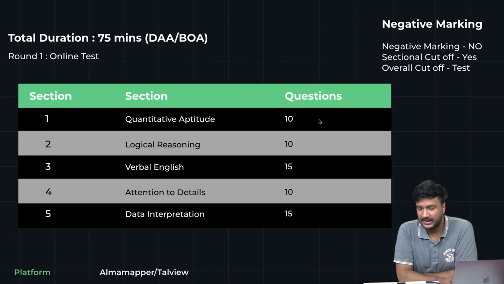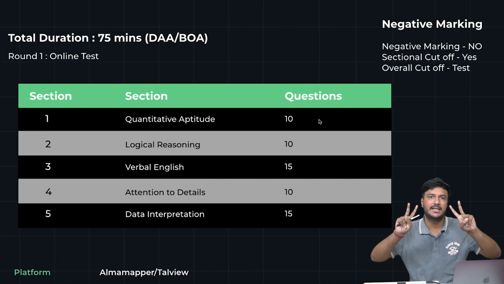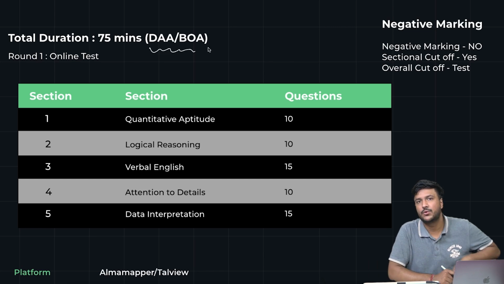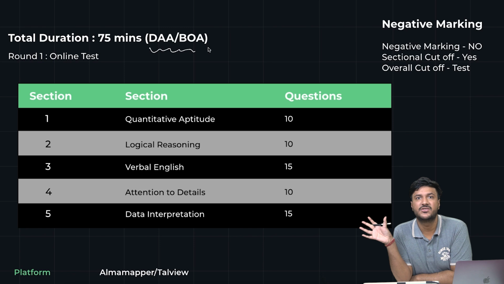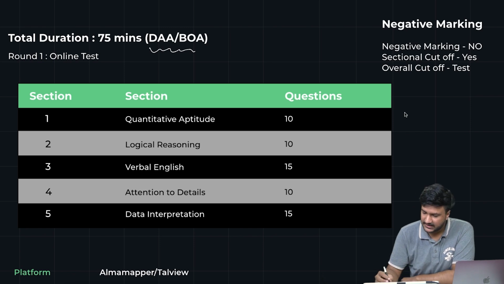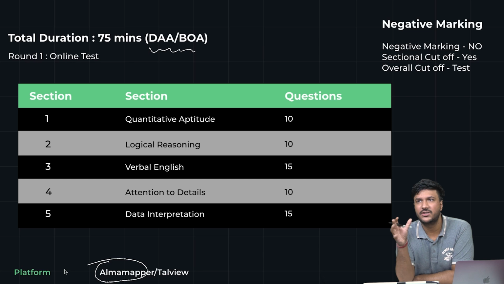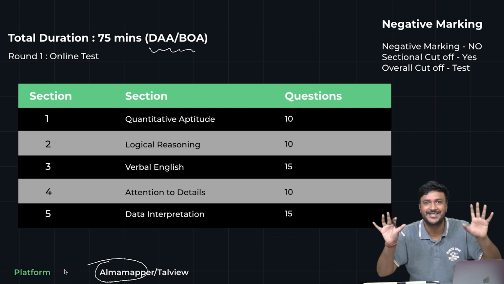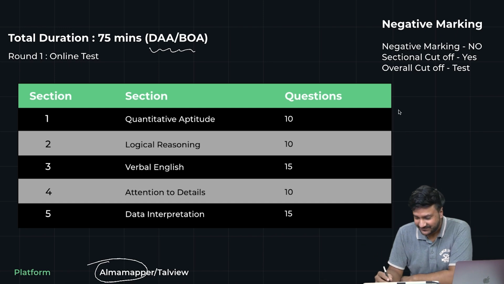Let's talk about the online test pattern. Basically there are two cases. The first case is if you're applying for DAA and BOA, where all branches are eligible, right? In that case, again, the platform is Aon Mapper. It'll be an orange color platform wherein you'll give the exam. You'll see a lot of orange on the screen, right? There's no negative marking. There's a sectional cutoff, yes. There's an overall cutoff also.